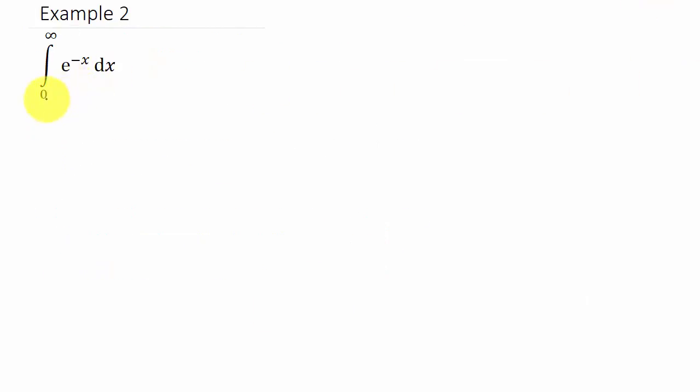Here we have the integral from 0 to infinity of e to the negative x dx. Notice we have the infinity symbol here. So the first thing we'll do is take the limit as b goes to infinity of the integral from 0 to b of e to the negative x dx. Remember, we replace the infinity symbol with b because we're letting b go to infinity.